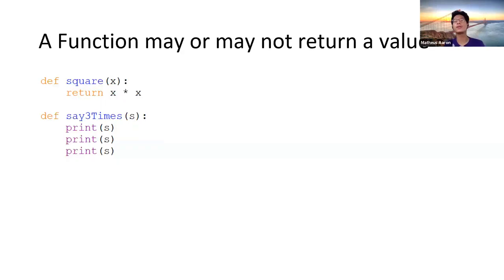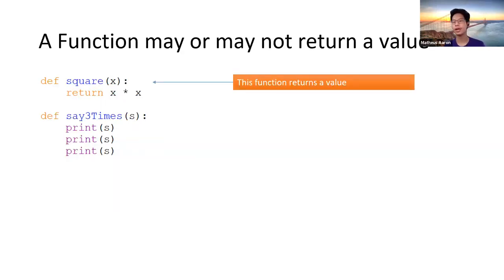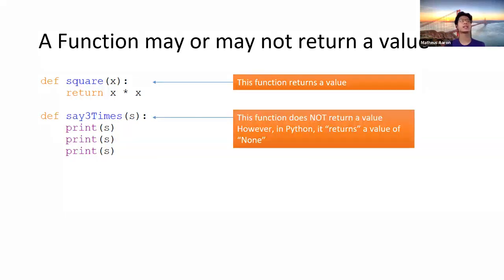So a function may or may not have a return value. For example, the first one has a return value, which returns the square of x, and the second one does not have any return value. It technically does, but it returns a value of None, if you can see here.